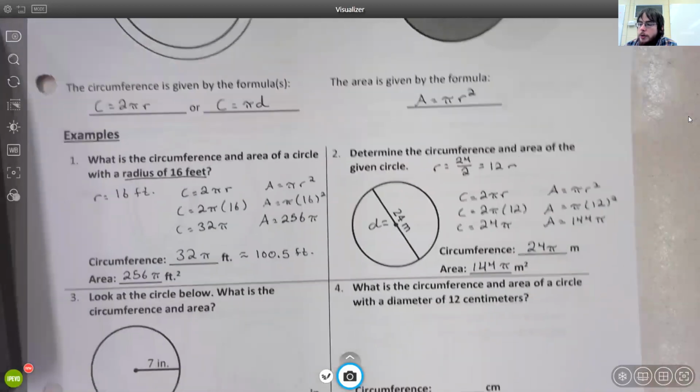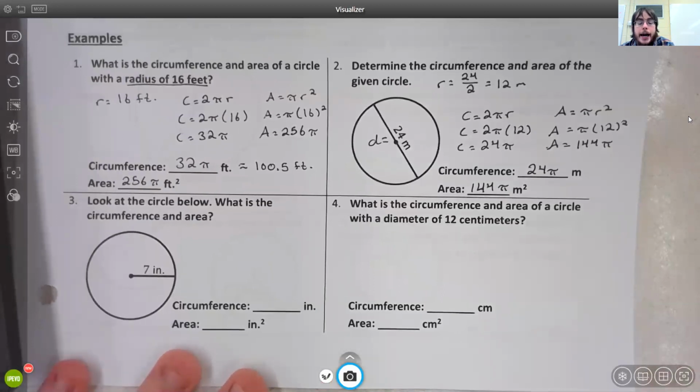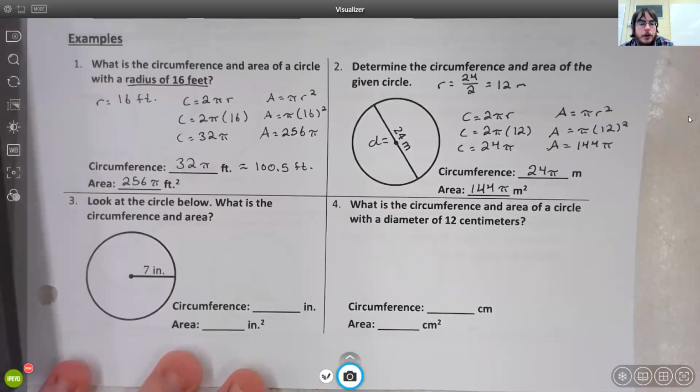Okay? So now what I want you to do is pause the video and try to determine the circumference and area for numbers 3 and 4. Then come back to the video and check to see if you're correct.